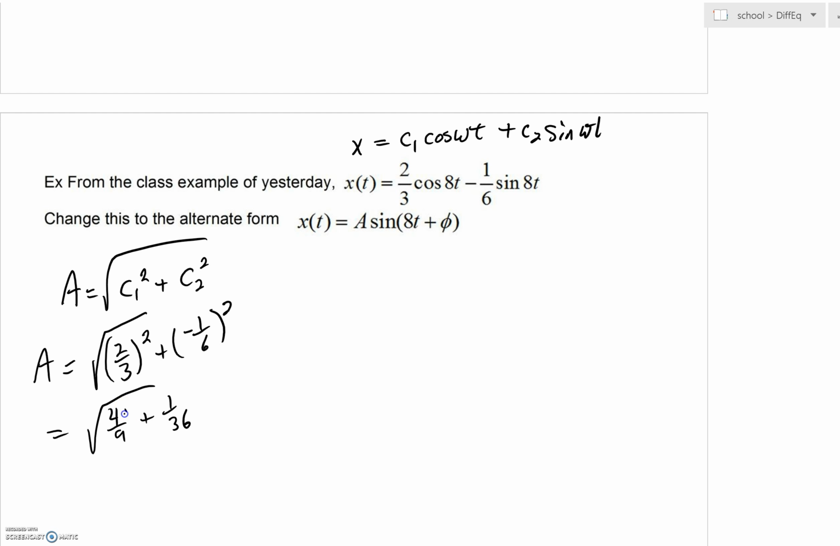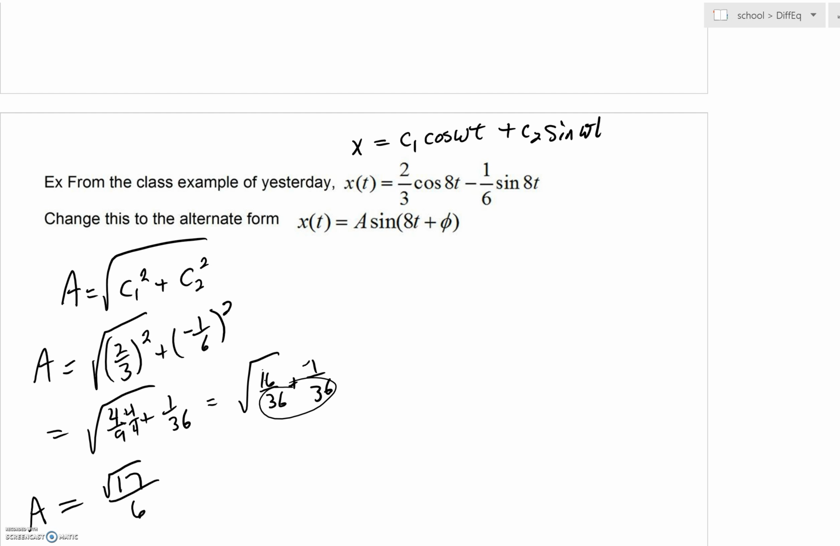That's going to get us 4/9 plus 1 over 36. And getting a common denominator, we could multiply by 4 over 4 right here and get 16 over 36 plus 1 over 36. That, of course, continuing over this way is radical 17 up on top, 16 plus 1. A denominator, the square root of 36, that's just a 6. And hey, without very much work at all, you now have A. You actually know what your amplitude is.